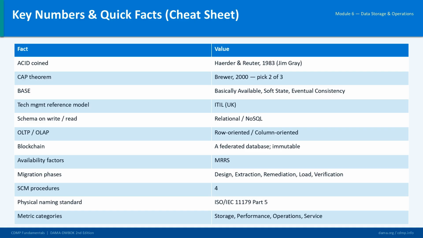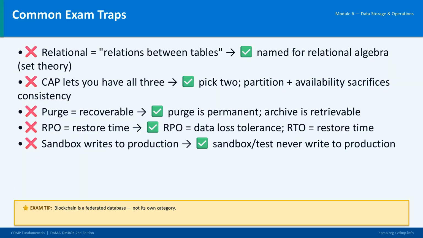Let me point out the traps. First, the relational model is named for relational algebra, set theory, not for relations between tables. The exam plays on that misconception. Second, CAP does not let you have all three properties, you pick two, and choosing availability during a partition costs you consistency. Third, purging is permanent and unrecoverable, while archiving keeps data retrievable, don't confuse them.